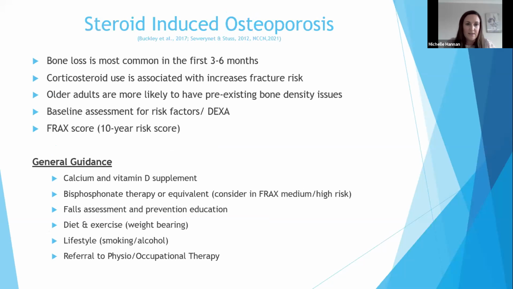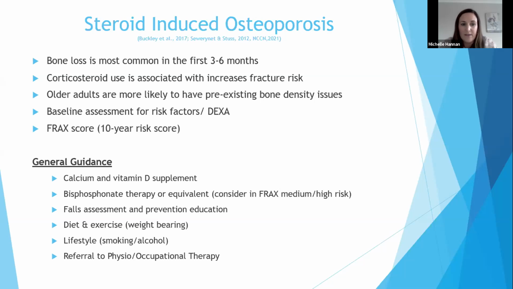Steroid-induced osteoporosis is very important because 1/3 of community dwelling older adults report a fall annually. So bone loss is most common in the first 3 to 6 months, up to the first year really, and it's associated with an increased risk of fracture. Older adults are more likely to have pre-existing bone density issues such as osteopenia and osteoporosis. So baseline assessment is essential for the risk factors, DEXA scan if available, and a FRAX score if clinically appropriate.